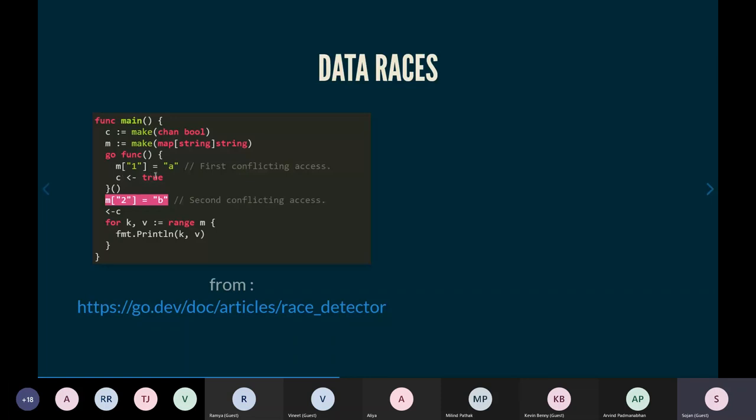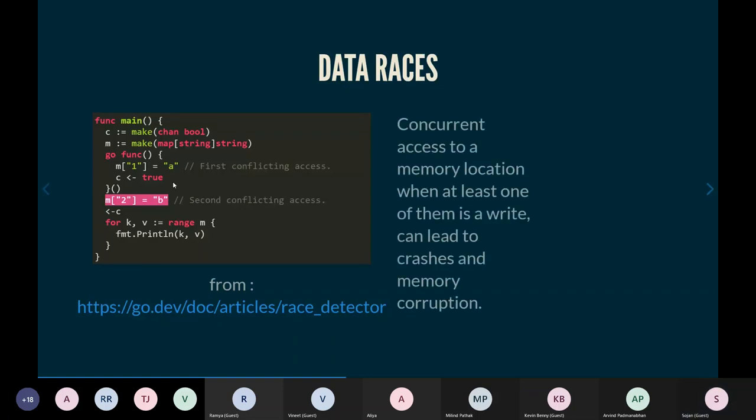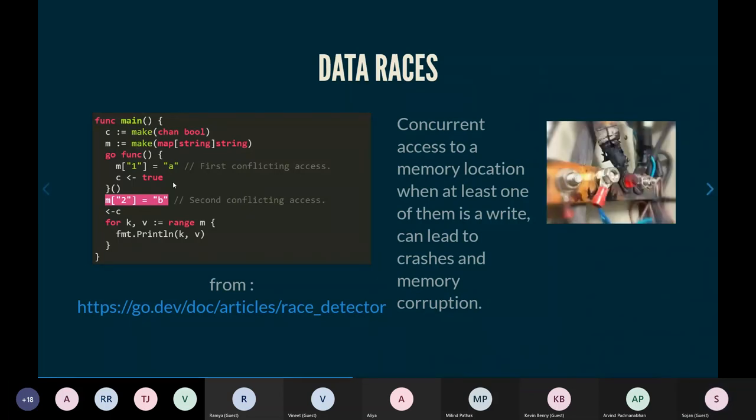That's unpredictable. But the point is that if this happens, this hash map can get corrupted because the hash map itself is not thread safe. It does not have locks inside to protect from multiple threads accessing it, especially during a write. So this will cause, again, memory corruption, which may or may not cause a crash right now, but will certainly cause a problem sometime in the future. The principle here is that concurrent access to a memory location, when at least one of them is a write, can lead to crashes and memory corruption. This is a loose connection, waiting for the fire to happen.